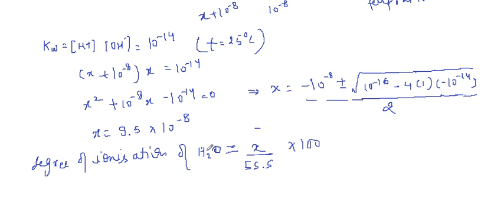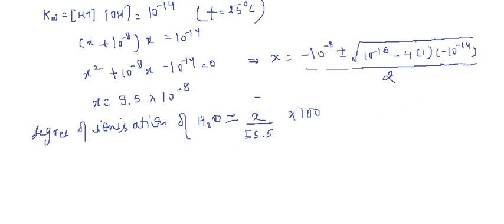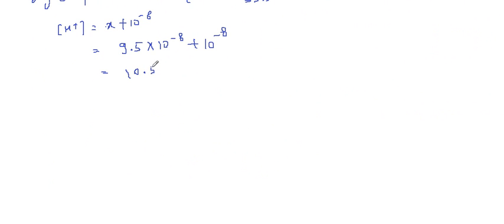Now we have got the value of X. What is the concentration of H plus here? The concentration of H plus is X plus 10 to the power minus 8. And X we have got as 9.5 into 10 to the power minus 8, plus 10 to the power minus 8. So now it is 10.5 into 10 to the power minus 8.